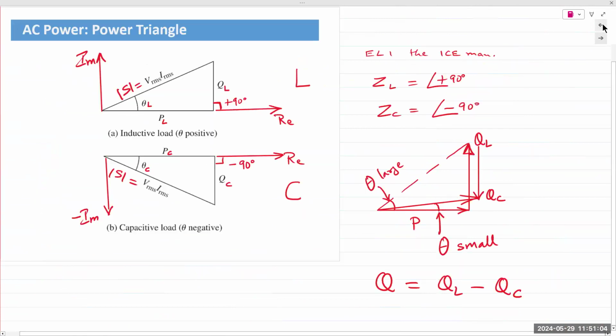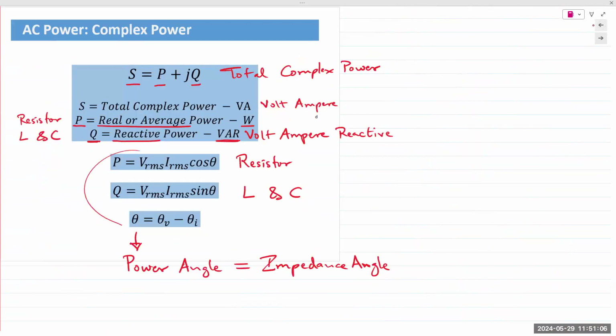So the first set of equations: P is VRMS IRMS times cosine theta, and Q is VRMS IRMS times sine theta. And then the magnitude of S is VRMS IRMS. So P is basically the magnitude of S times cosine of theta, and Q is the magnitude of S times sine theta.